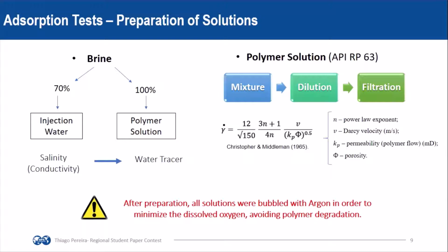Polymer solutions were prepared according to the recommended practice 63 of API. This solution behaves as a non-Newtonian fluid, which means that the fluid viscosity depends on the shear rate. Because of that, we had to calculate the shear rate applied to the solutions inside each core, using the Christopher and Middleman equation, then calculate fluid viscosity. Besides that, after preparation, all solutions were bubbled with argon in order to minimize the dissolved oxygen, avoiding polymer degradation.